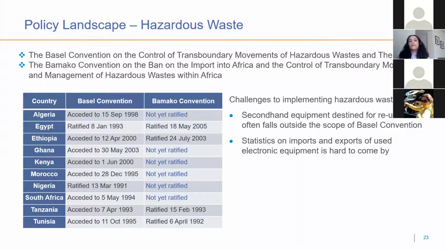Currently, the Bamako Convention has been ratified by 4 of the countries we looked at and remains to be ratified by the other 6. Some other challenges that we have seen with respect to regulating hazardous waste is that, again, there are very few statistics on import and export of used electronic equipment, including ACs, and this lack of information on the scale of the used or secondhand product market makes it very challenging to regulate.